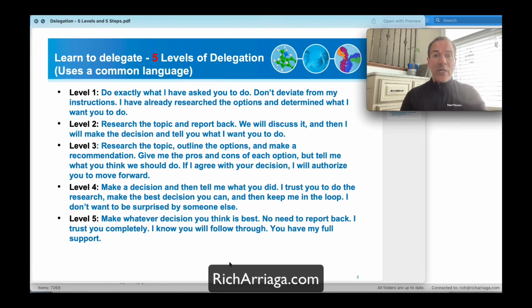Then we have level 4 delegation. Level 4 delegation is basically go ahead, make a decision, and let me know what that decision is. Because the last thing that I want is my boss or my boss's boss calling me and saying, what the bleep happened over here? Who made that decision? Who authorized them to make that decision? So level 4 delegation does not mean that I won't get that phone call. It just means that you won't get that phone call from me with the same series of questions.